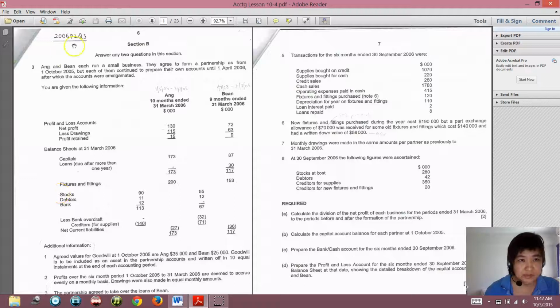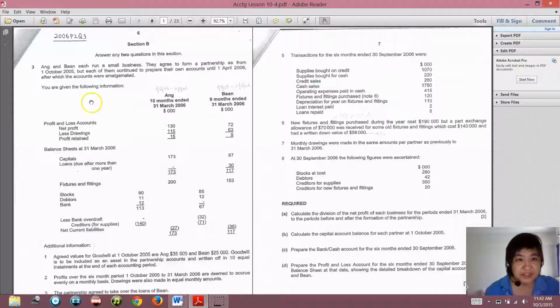This is 2006 paper 2 question 3. Okay, what is the question actually asking? So this is section B, question 3. Ang and Bin each run a small business. They agree to form a partnership from 1 October 2005. But each of them continue to prepare their own accounts until 1 April 2006, after which their accounts were amalgamated.